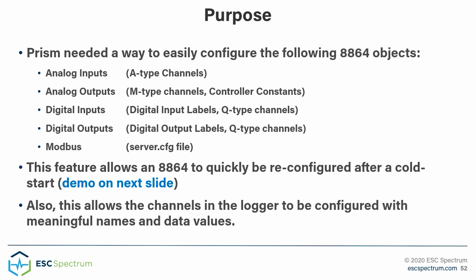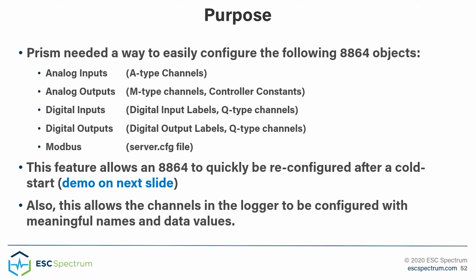So basically, Prism needed a way to easily configure the 8864 to work with it, and so that means analog inputs, which are standard averaging channels, analog outputs, which are math channels with controller constants, digital inputs, which had to update the digital input labels in the 8864, as well as creating Modbus channels, and same thing with the digital outputs. And then finally, the server.cfg to be able to configure Modbus.